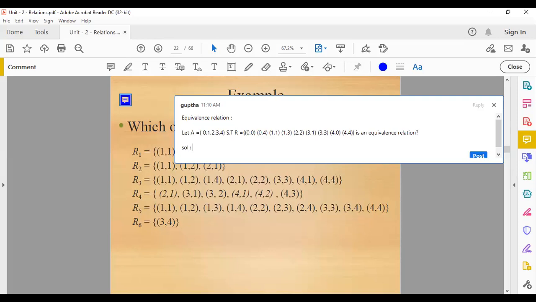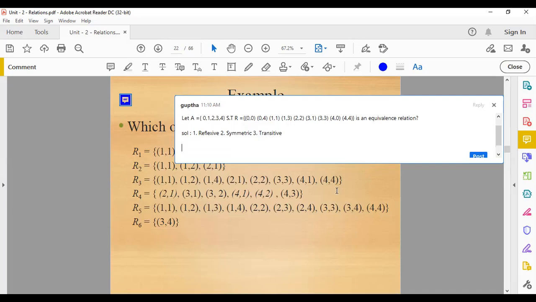Yes, sir. Tell me first of all. So we know if a relation R is said to be an equivalence relation, it must satisfy 3 properties: one is reflexive, second is symmetric, and third is transitive. In examinations, if they ask this type of question, first of all, I request everyone please mention what it is in reflexive, symmetric, and transitive. Then after, please start the solution for each and every point.